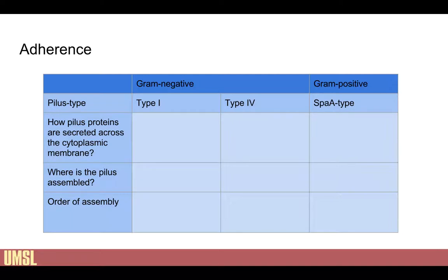So the order of assembly is, if you remember, for type 1, there was a tip, an adapter protein, and then the major protein subunit. Type 4 is essentially the tip protein, followed by all of the major subunit proteins. And for these Spa type pili, there's a tip, a major subunit, and then essentially an anchoring subunit to put that onto the cell wall.